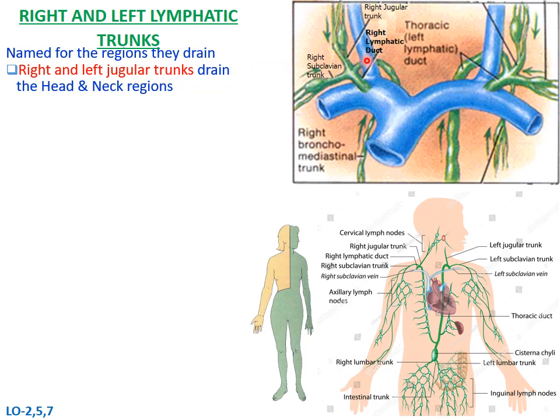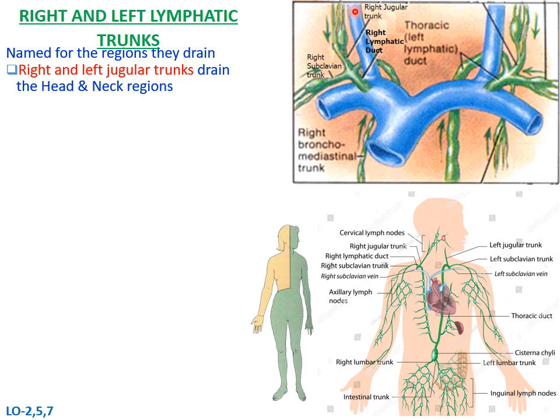Jugular, right jugular trunk. What is jugular? Jugular is actually internal and external jugular vein. These vessels run superficially with these veins. So this vein is the internal jugular vein, and the external is not mentioned here. Along the jugular vein, the lymphatic duct, lymphatic nodes, and lymphatic vessels ultimately form the trunk. So this is the trunk that is coming from the jugular.